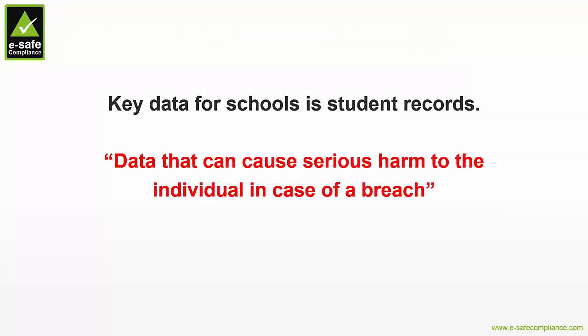In a school environment, the key data that needs to be secured is student information. However, it is not any student information. The legislation uses the words data that can cause serious harm to the individual once breached based on a reasonable person test. This usually relates to information like medical information, phone numbers, address, parent personal phone numbers, etc. Basically, information which when leaked can cause serious harm to the individual.